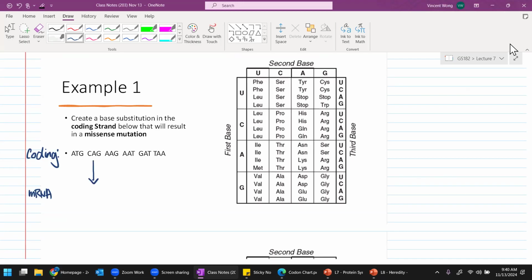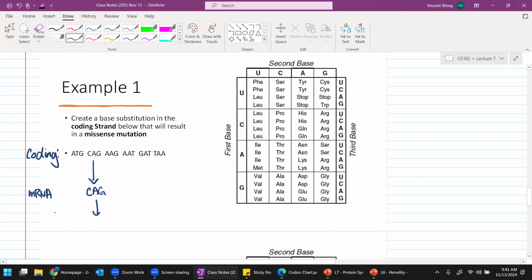Copy, right? If it's coding, you copy. So if it's CAG here, it is still CAG. Of course, you change the T to U, right? But there are no T in this particular one, so that's fine. I'm not doing the whole strand. I'm just doing one of them.